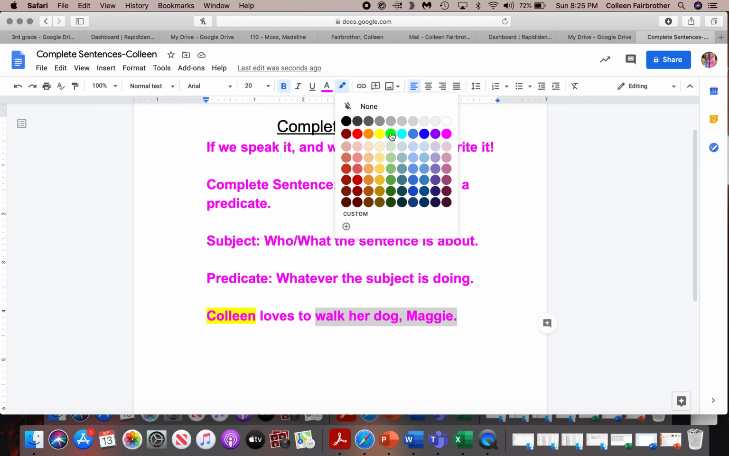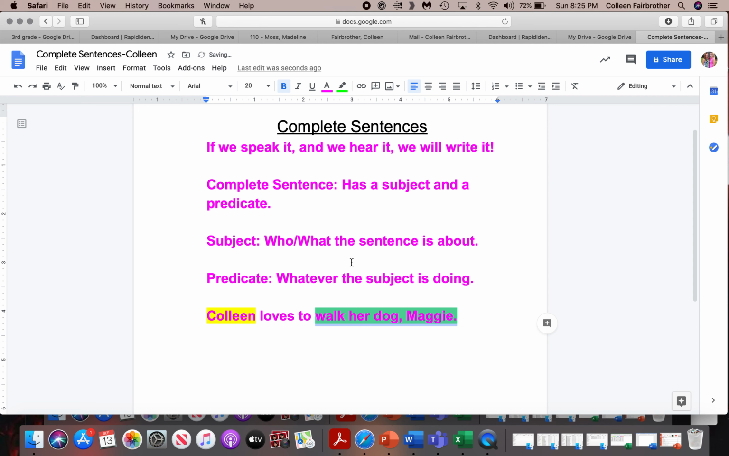So go ahead. I'm highlighting the subject in yellow, and then the predicate I'm highlighting in green. So Colleen loves to walk her dog Maggie. The action in the predicate is walking her dog Maggie. That's what I'm literally doing. And I know you might be thinking, well, what about loves to? I'm not loving to. My actual action is walking my dog Maggie. So let's do another one.